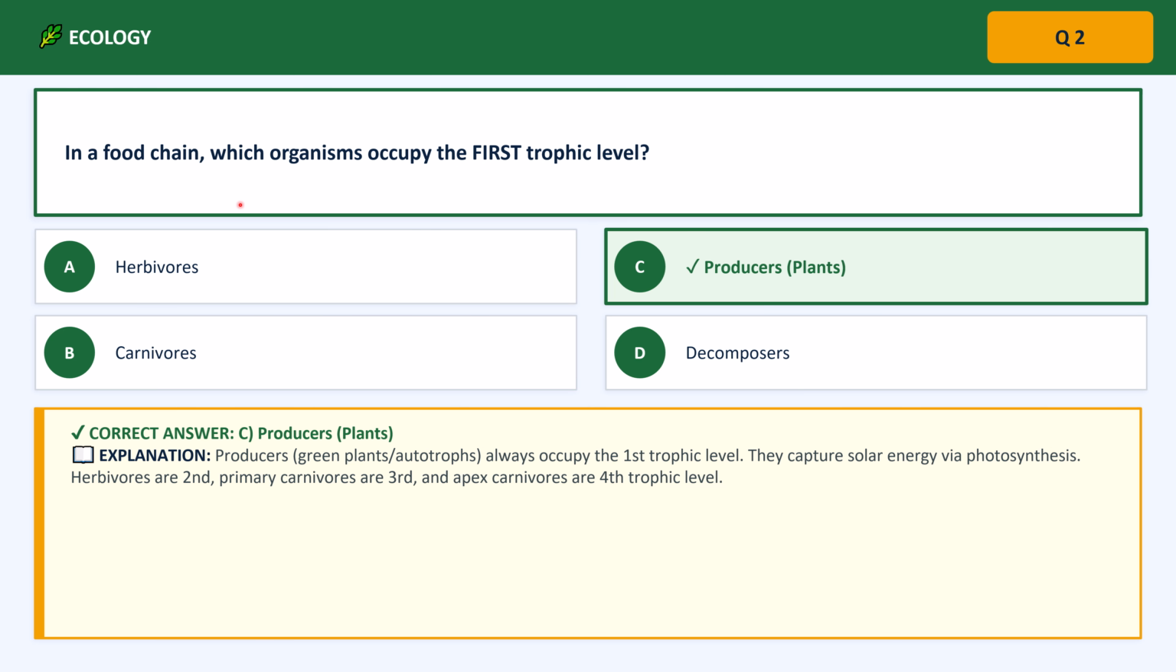Question 2. In a food chain, which organisms occupy the first trophic level? It's option C, producers, plants. Explanation: producers, green plants, autotrophs always occupy the first trophic level. They capture solar energy via photosynthesis. Herbivores are second, primary carnivores are third, and apex carnivores are fourth trophic level.